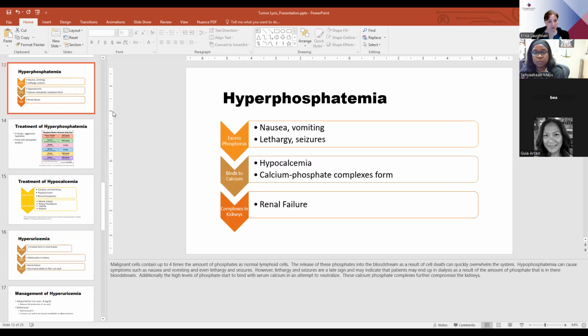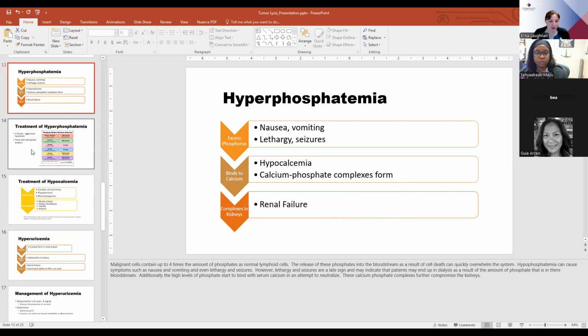So we mention each symptom. Hyperphosphatemia: what does that mean for your patient? What would they look like with that? And what can that cause? It would look like nausea, vomiting, seizures, maybe lethargy. It binds to calcium. That's what phosphate loves to do. And it makes phosphate-calcium binding complexes. We see this a lot with our renal patients, where we have to give them phosphate binders.